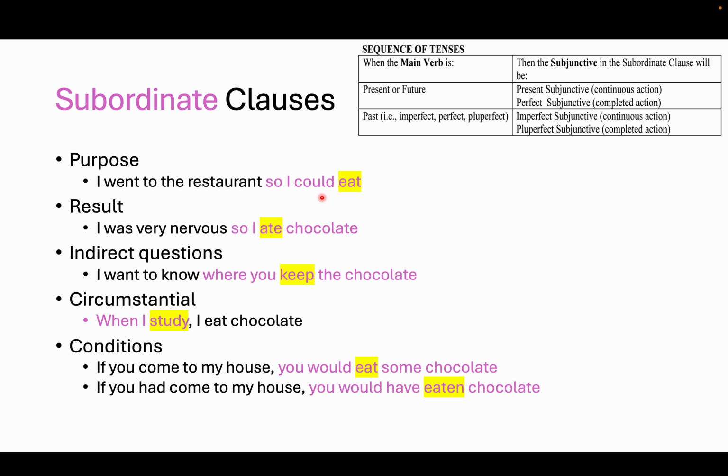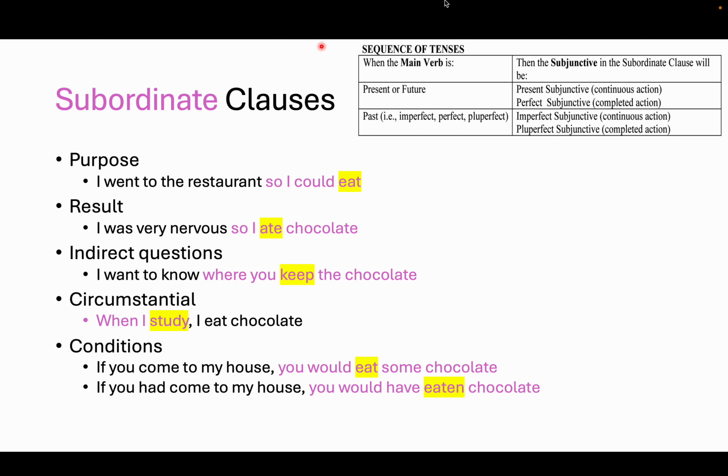It can also convey a result. I was very nervous, so I ate chocolate. An indirect question. I want to know where you keep the chocolate. Okay. Circumstantial. When I study, I eat chocolate. Or conditions. If you come to my house, you would eat some chocolate. Or if you had come to my house, you would have eaten chocolate. So these are all just examples of the subjunctive clauses in English. In Latin, the verb's going to change its ending to indicate to you that it's a subjunctive clause, and there may or may not be prepositions or words like so or if or when, okay, in the Latin.